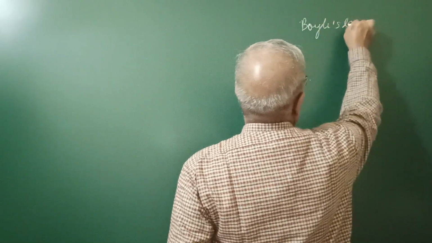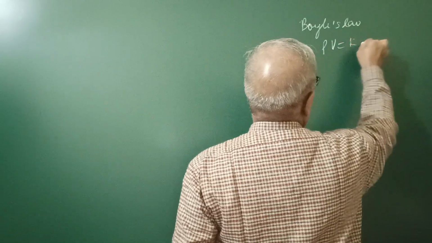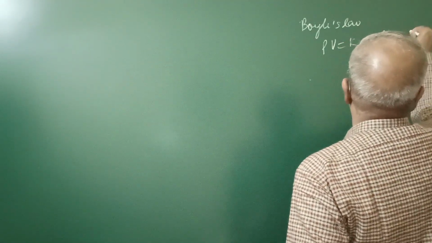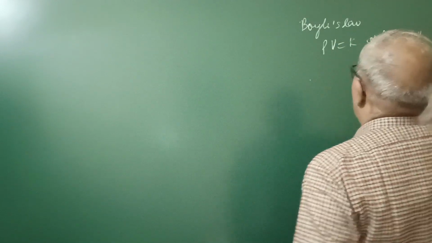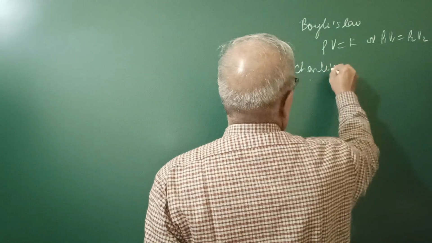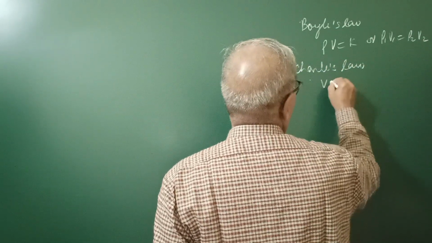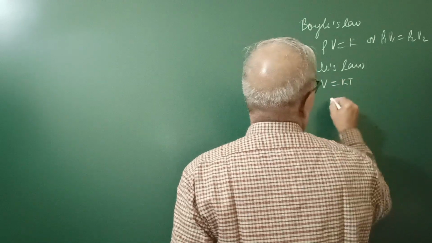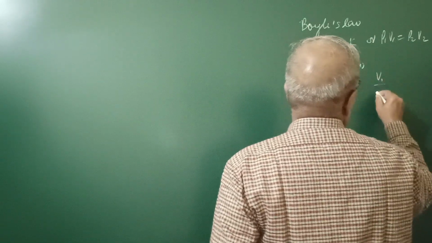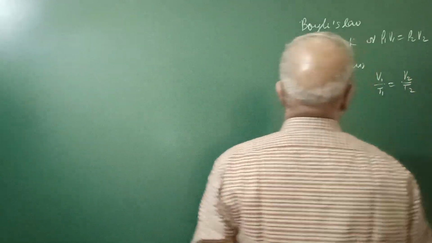Boyle's law, mathematically PV equal to K, or you can write P1 V1 equal to P2 V2. Charles law: V equal to Kt, or V1 upon T1 equal to V2 upon T2.